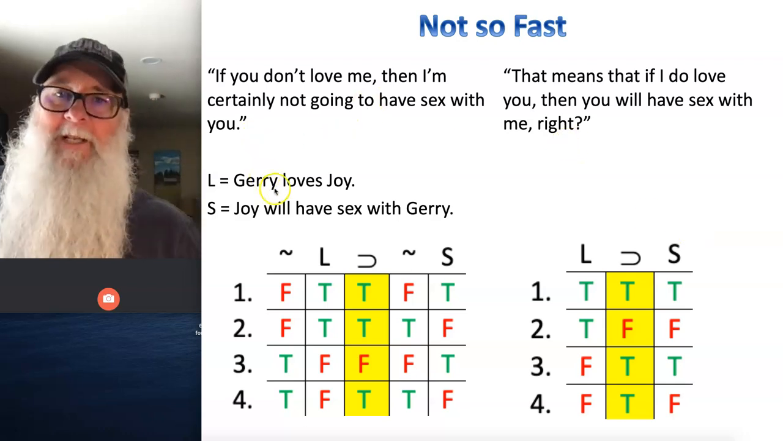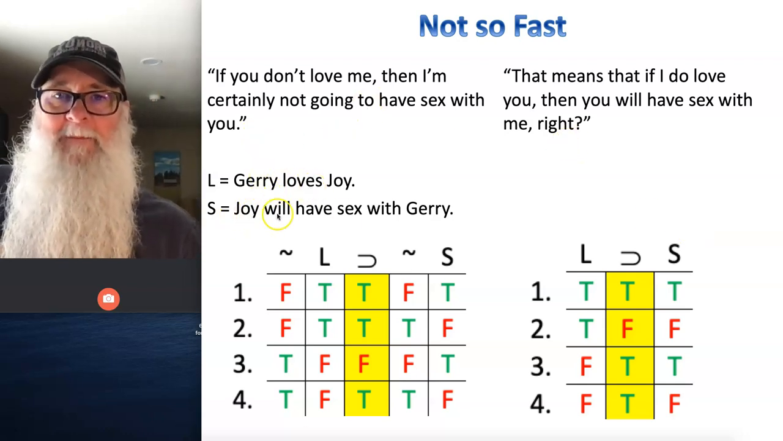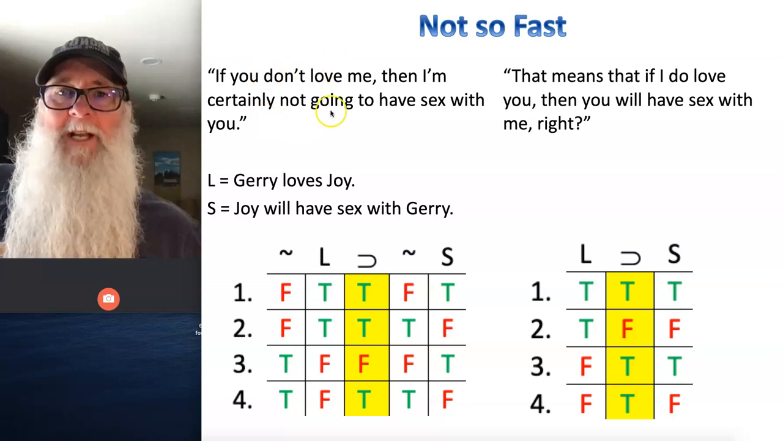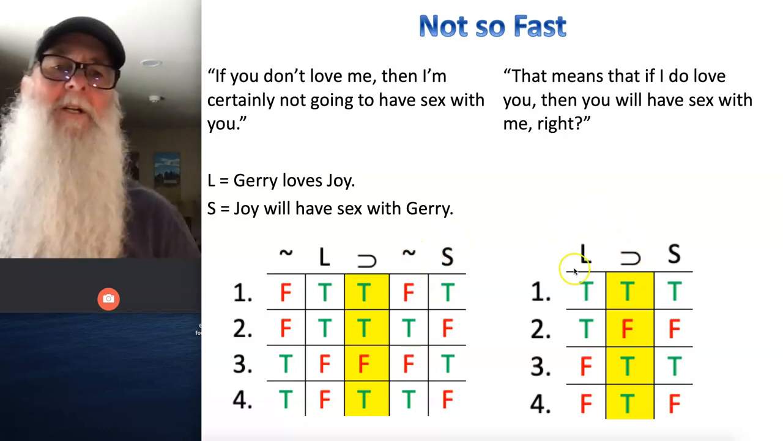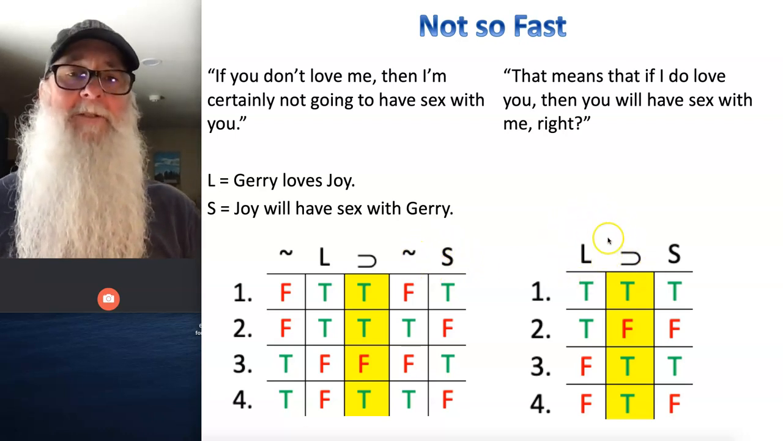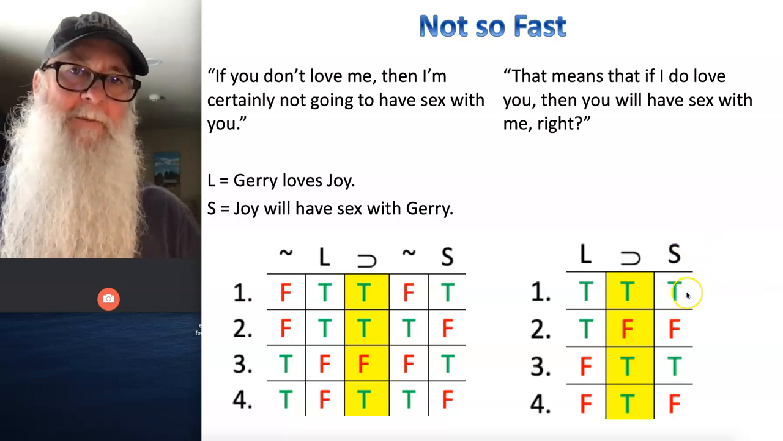When we use L to represent Jerry loves Joy and S to represent the statement Joy will have sex with Jerry, and we translate Joy's statement, we get this. If you don't love me, then I'm not going to have sex with you. And then here's Jerry's response. Okay, that means that if I do love you, then you will have sex with me, right?